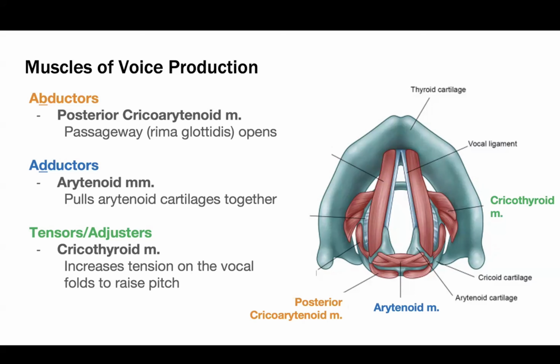Your tensors and adjusters are going to control pitch. For instance, the cricothyroid muscle. Your cricothyroid muscle is going to tilt the thyroid cartilage forward relative to the cricoid, like a little dip. If your thyroid moves anteriorly, moving forward, it's gonna stretch the vocal ligaments, increase tension, and raise pitch. Now, if you're thinking falsetto, kind of like, that's extreme cricothyroid activation.